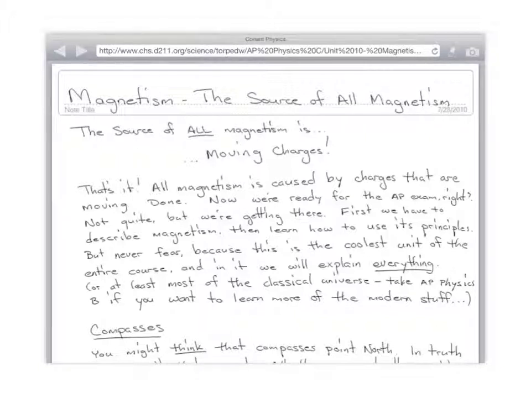what is the source of all magnetism? Moving charges. All right. We did this last year. So, if magnets are just moving charges, and permanent magnets are magnets, that means permanent magnets must have moving charges, right? Yes. What are they called?